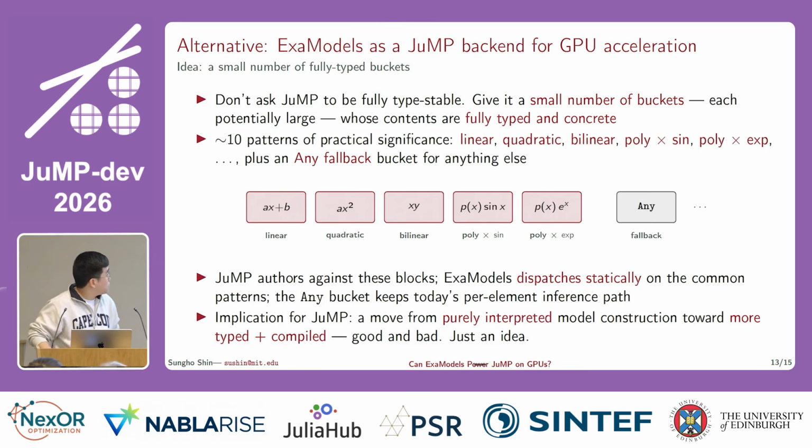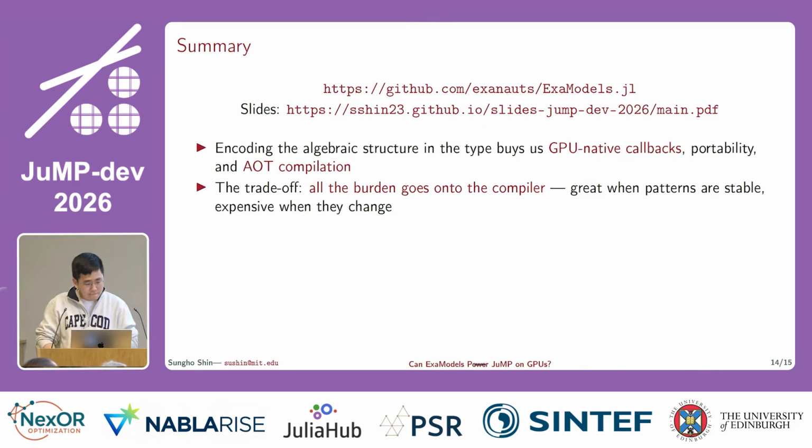So for the JuMP side, the potential behavior change is that it is not a fully interpreted model, but it may need to do some more. It essentially will increase the compilation load for the JuMP side. This is not necessarily a good or bad thing, but just an idea that we can discuss. So yeah, this is all I have today.